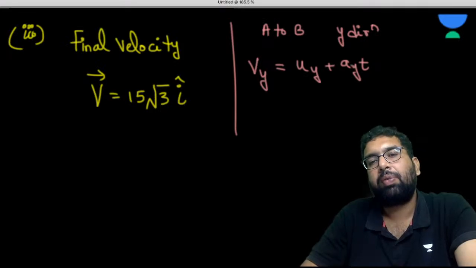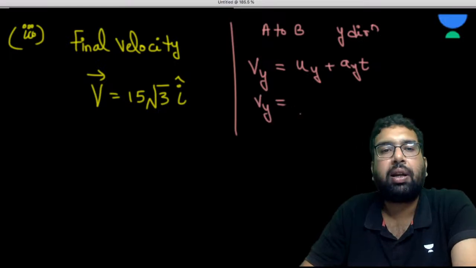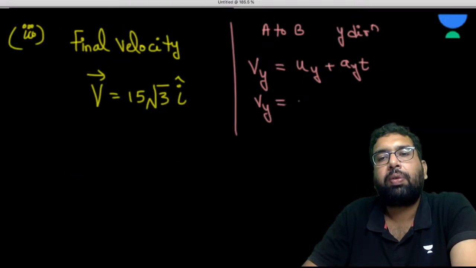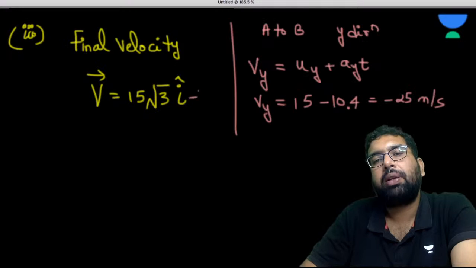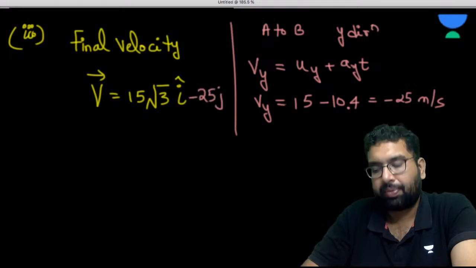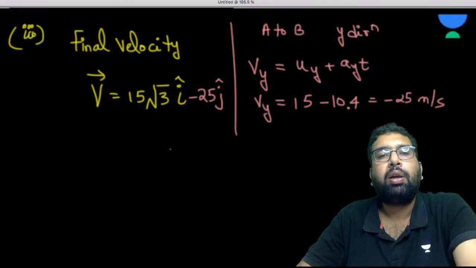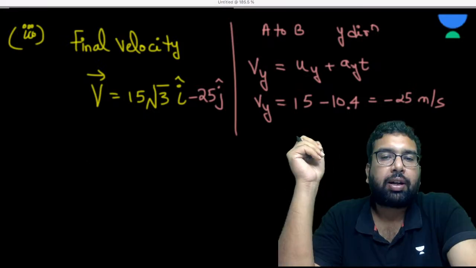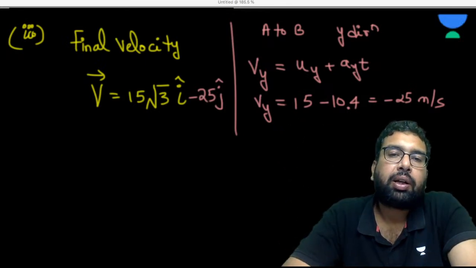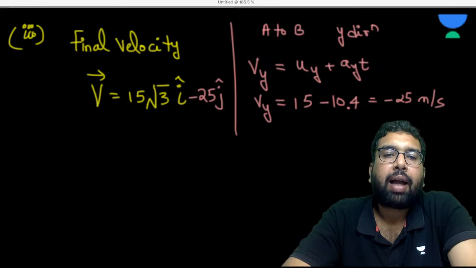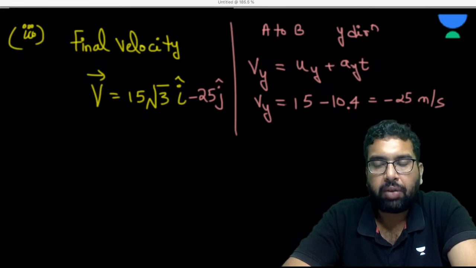So vy, what is the final velocity? The initial velocity in the y direction is going to be 15, a_y is 10 in the negative direction, and the time is going to be 4. So this is going to be minus 25 meter per second. So can I write here minus 25 j cap, right? So this is going to be your final velocity vector. In projectile motion, remember the final velocity will have both i and j components of the vector.